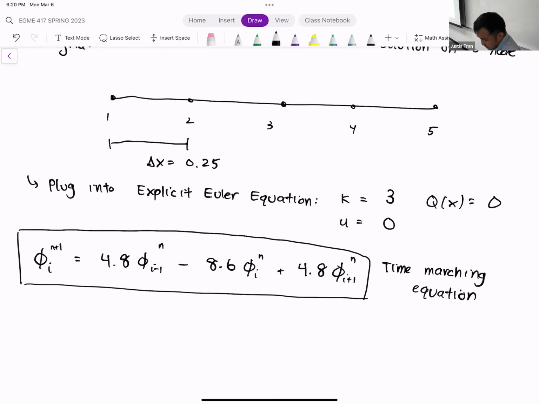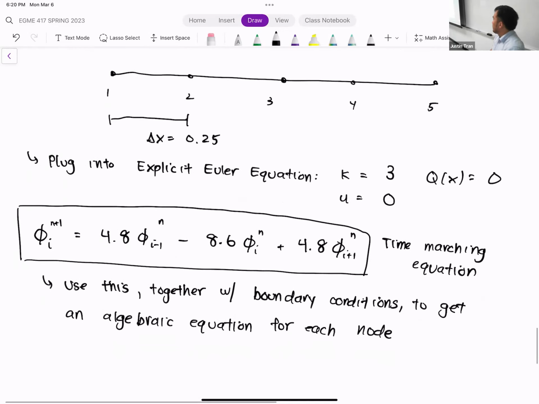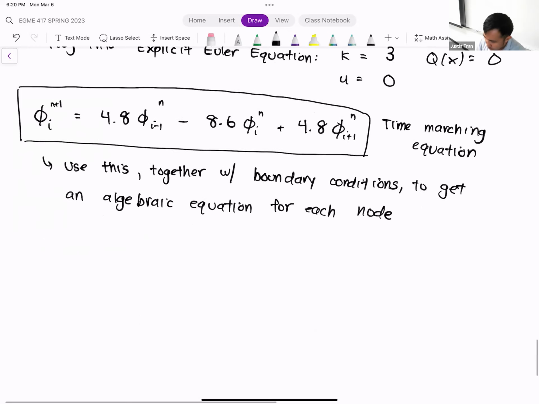And so from here, you can probably guess the next step, right? Just like we did for all of our previous problems, we're going to use this equation, apply it for as many nodes as we can, and we want to get basically an algebraic equation for each node in our grid. So let's use this together with the boundary conditions. And then from that, we're going to obtain an algebraic equation for each node. Okay, so let's do this.